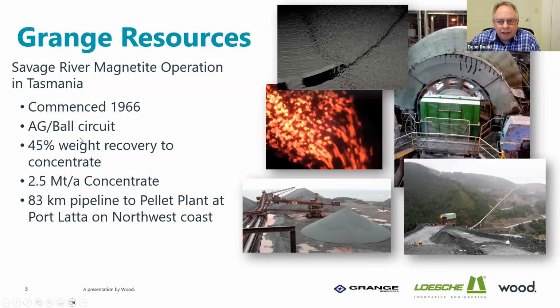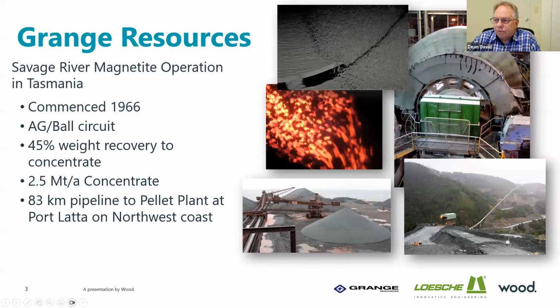It is pretty much as it was designed. It's an AG ball mill circuit. They get 45% of what they mine into a concentrate, a very high grade magnetite concentrate, and they make 2.5 million tonnes per annum of that.